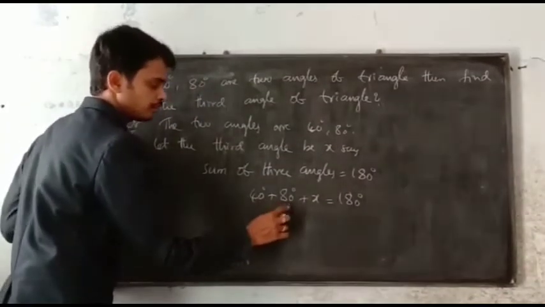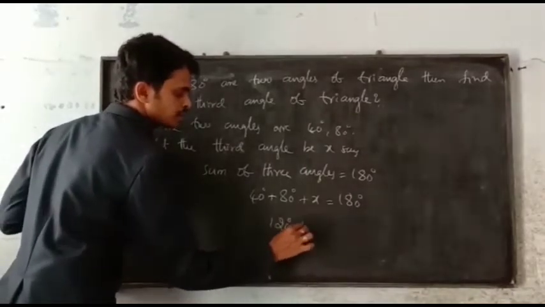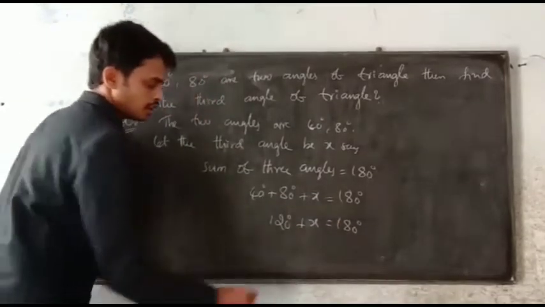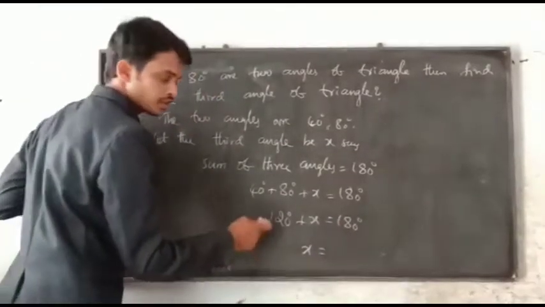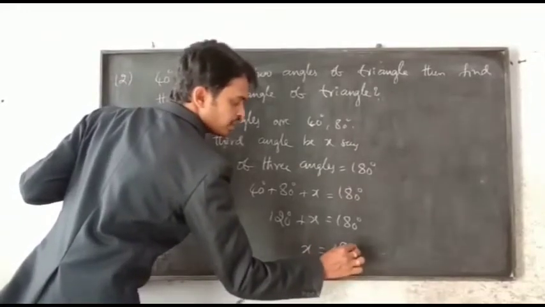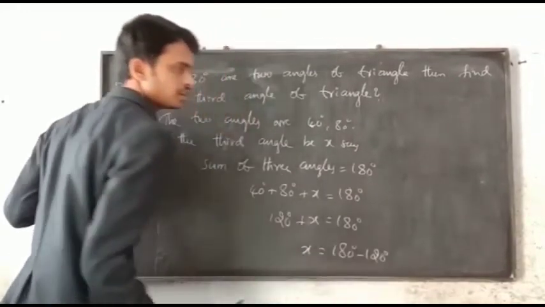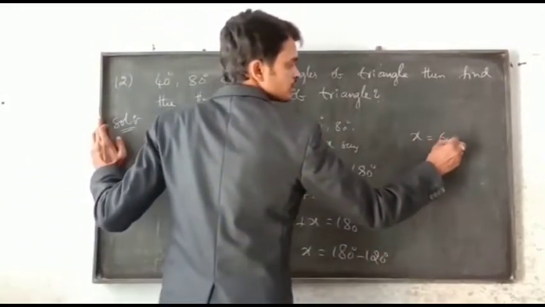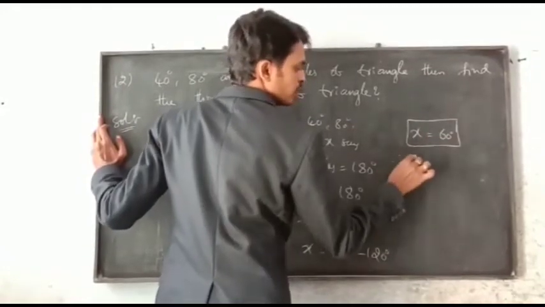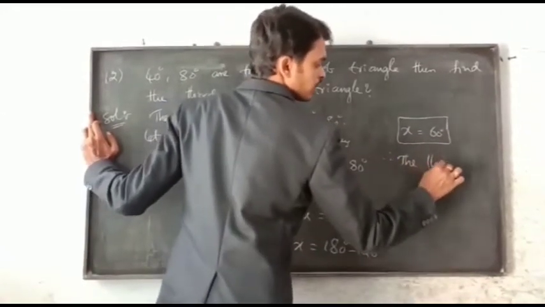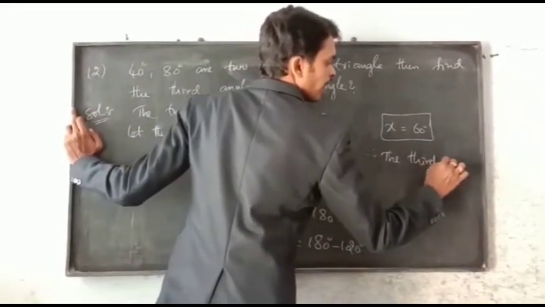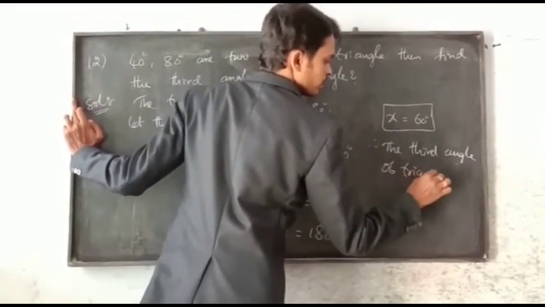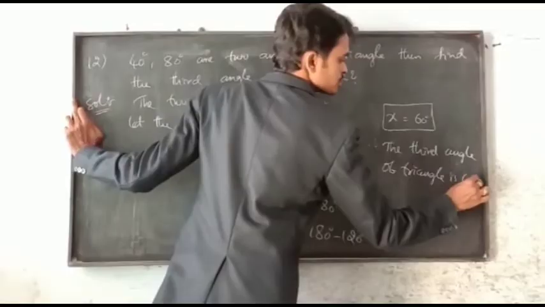Now 40 plus 80, total it is 120 degrees, plus x is equal to 180 degrees. Now x is equal to, transposing 120 to the other side, 180 minus 120 degrees. 180 minus 120 is how much? 60 degrees. Therefore the third angle of the triangle is 60 degrees.